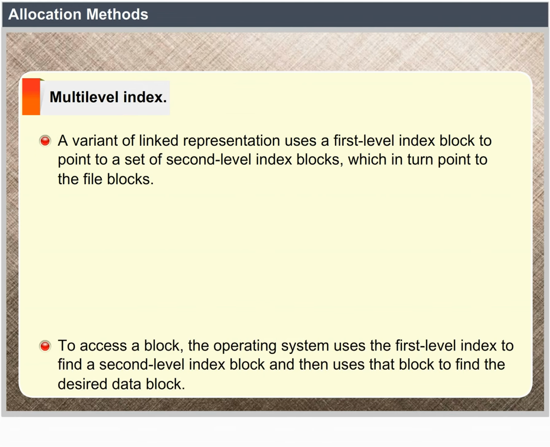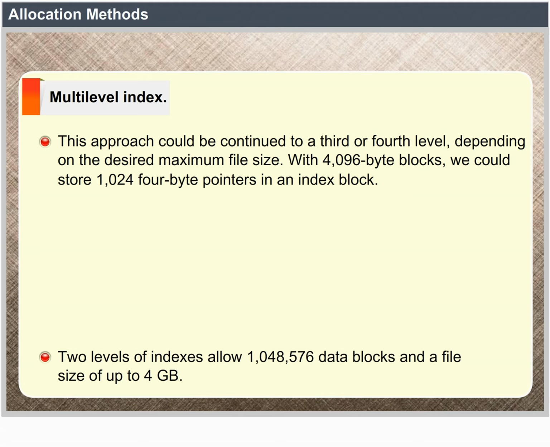With 4096 byte blocks, we could store 1024 4-byte pointers in an index block. Two levels of indexes allow 1,048,576 data blocks and a file size of up to 4 GB.